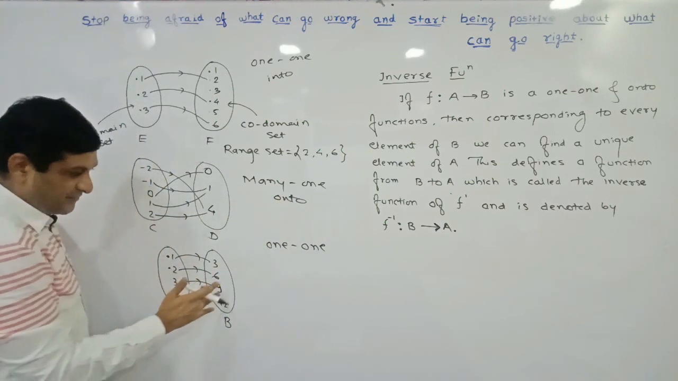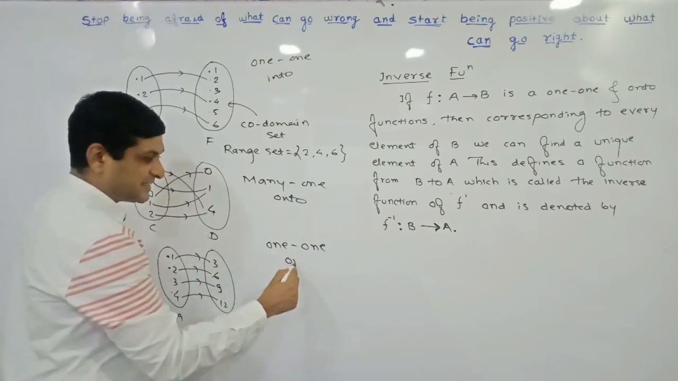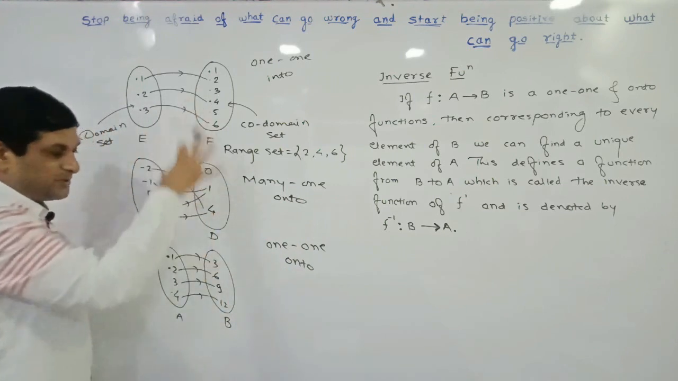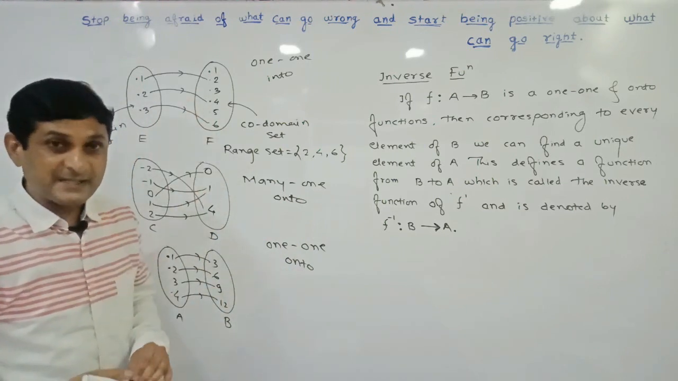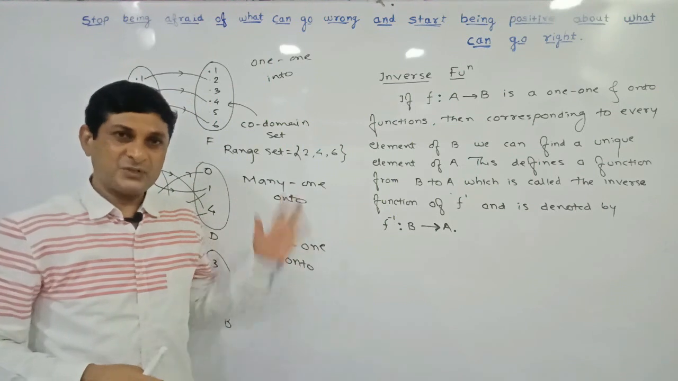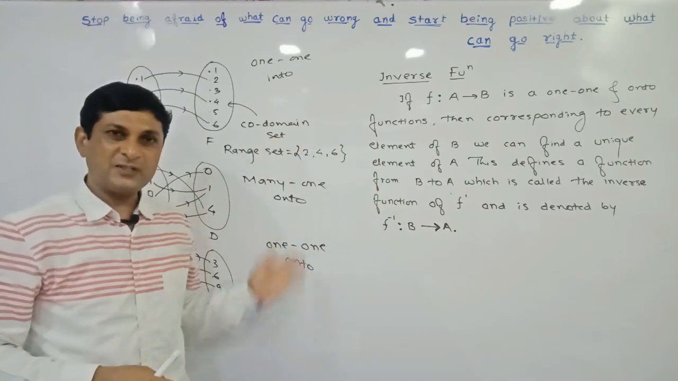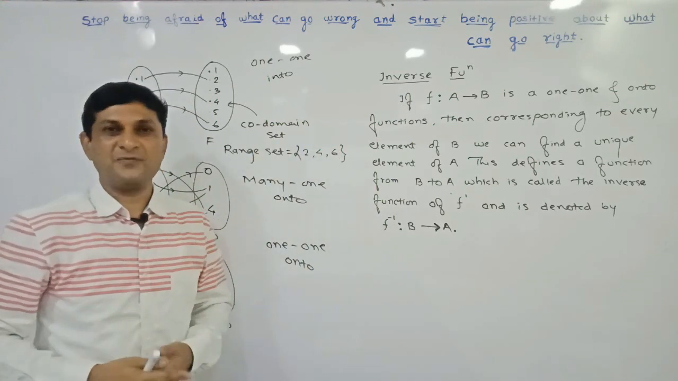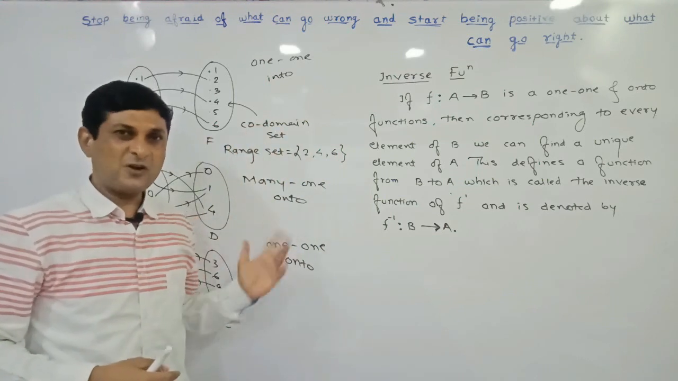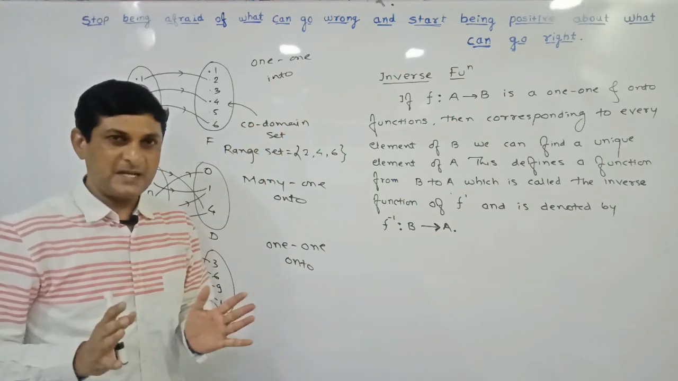Here also every element has a pre-image, so this is an example of what? Onto function. So here we have discussed some cases. I am not saying that these are every case. Just to understand this definition we have considered 2-3 cases of different types of function: 1-1 into, many-one onto, and 1-1 onto. Is it clear?